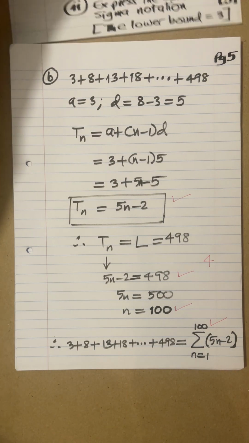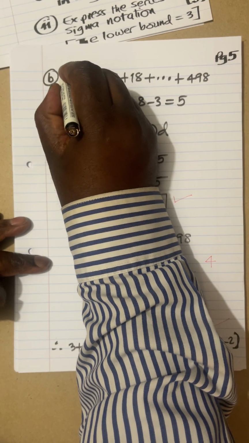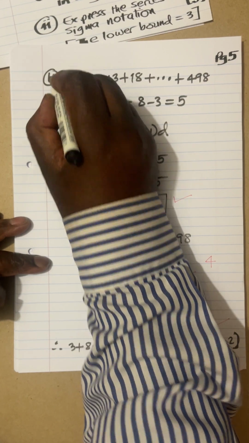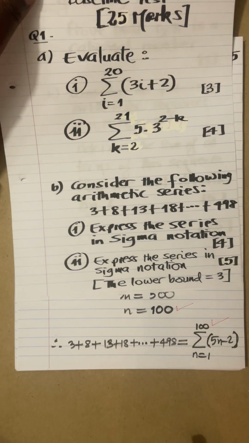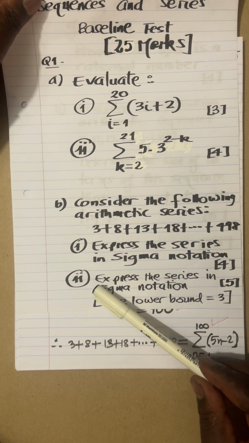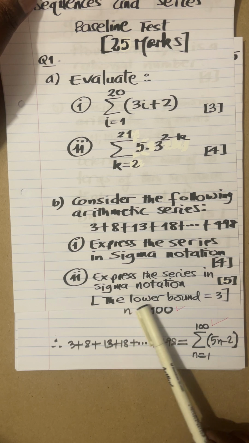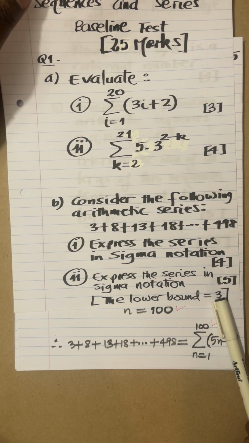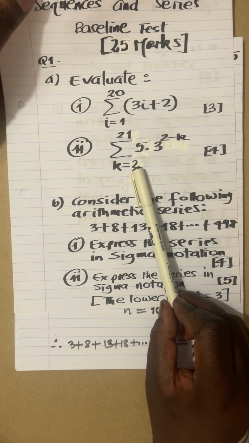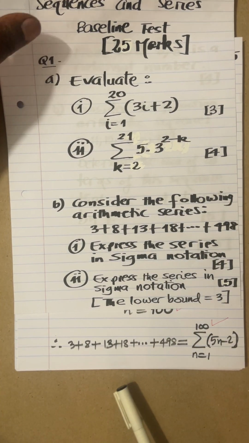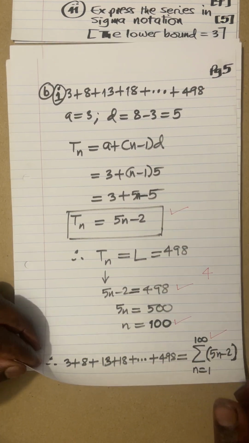Now watch the second one here because this was B1. Now let's look at B2. Now B2, they are not silent anymore. They are saying express this series in sigma notation. The lower bound is equal to 3. So it means we must have k equals 3 or n equals 3. And then we will have to determine where we're supposed to end. All right, let's look at B2 then.